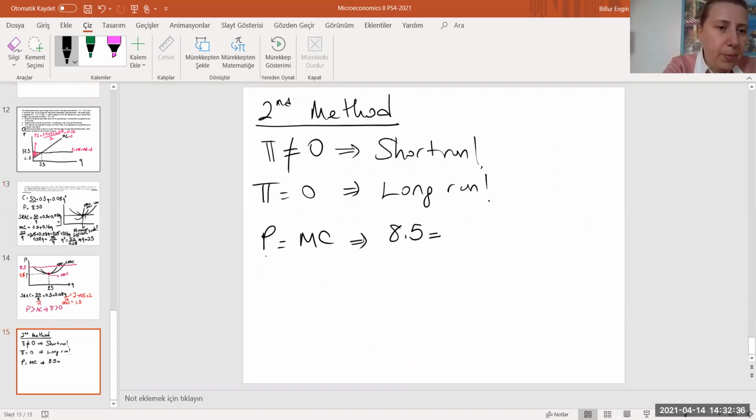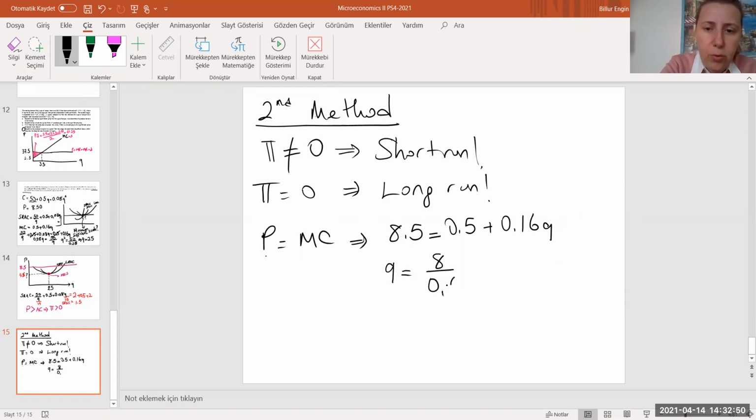So here, 0.5 plus 0.16 Q. In that case, Q equal to 8 over 0.16. 8 over 0.16 is 50. So profit maximizing level of output is 50. So what is the profit in that case?